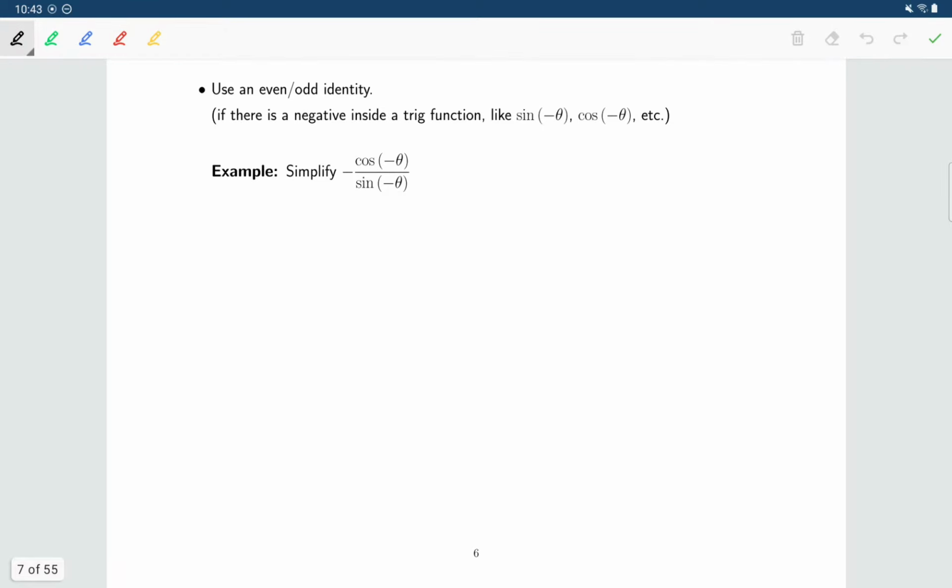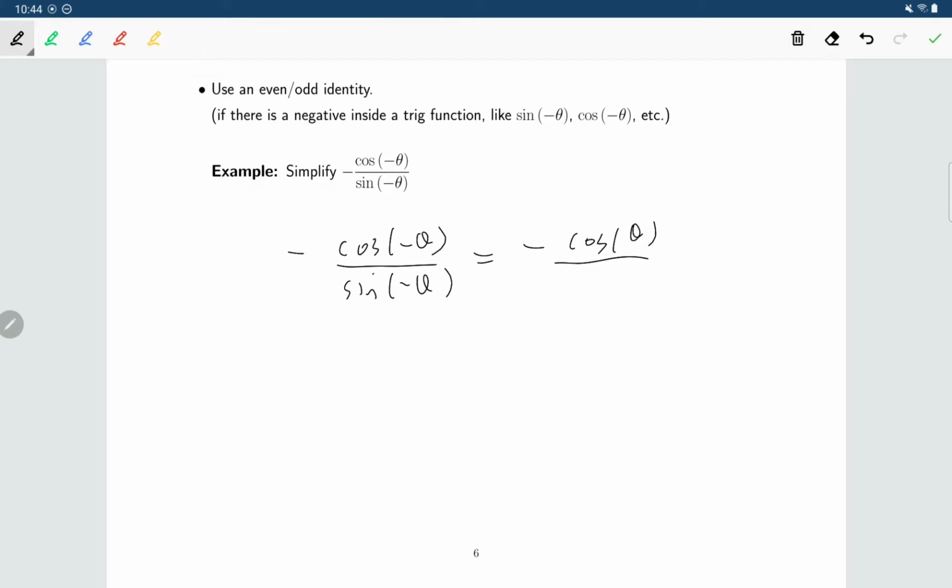Maybe we need to use even or odd identities. The reason why I'm thinking about using those is notice that we've got cosine of negative theta and sine of negative theta. So what I might say to myself is, well, I know for starters that cosine is an even function. So I know that cosine of negative theta is the same thing as cosine of theta. I also know that sine is an odd function, so sine of negative theta is negative sine of theta.